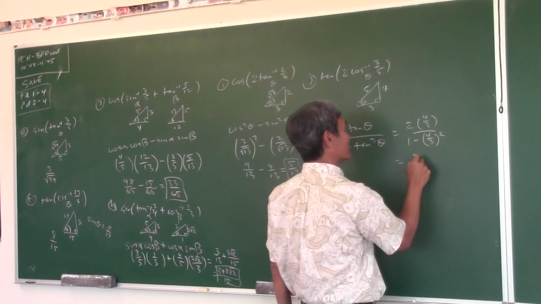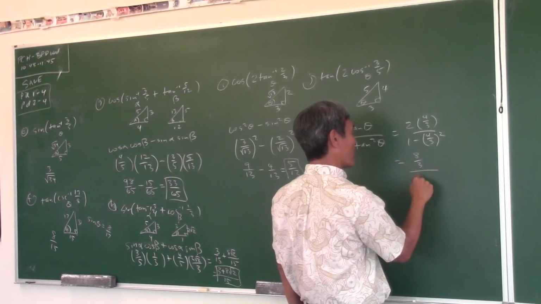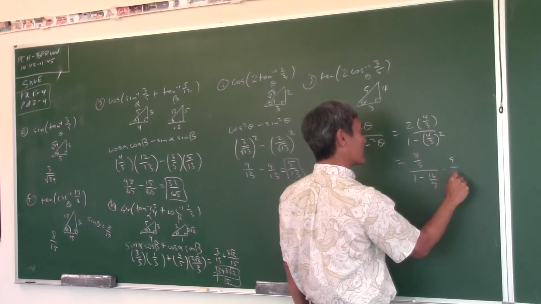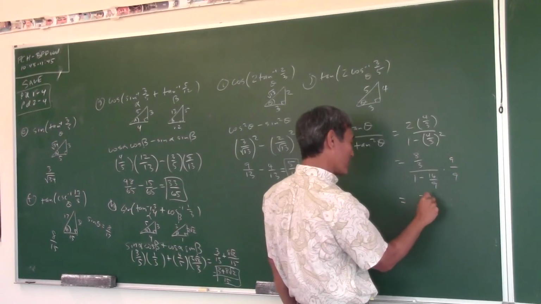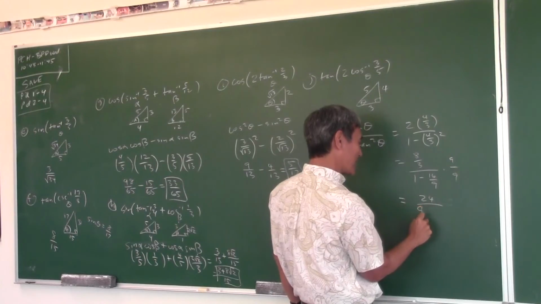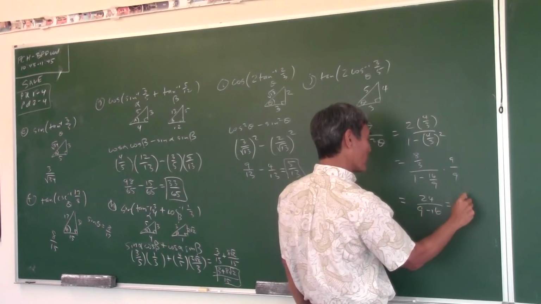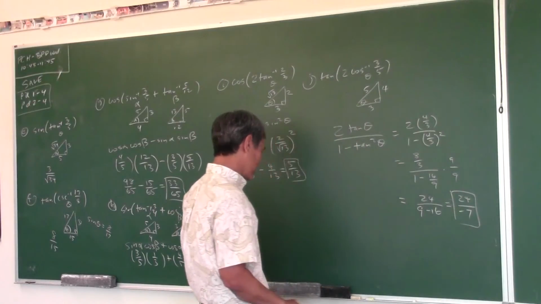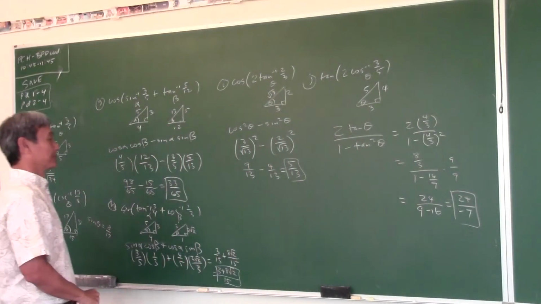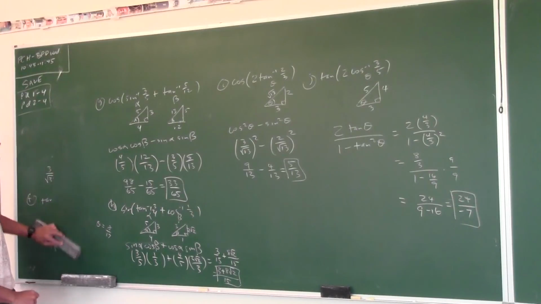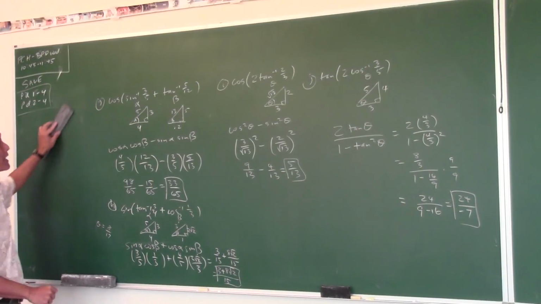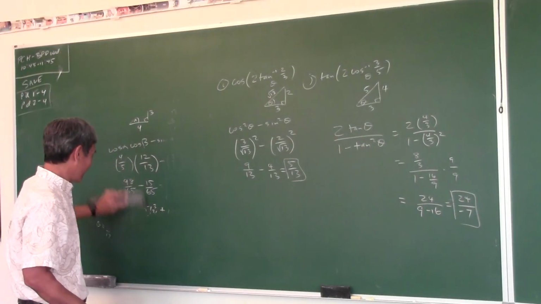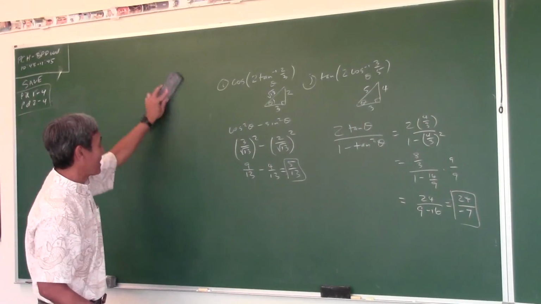So what is that? That's 8/3 over 1 minus 16 over 9. Multiply top and bottom by 9. So that's going to be 24 over 9 minus 16, which is 24 over negative 7. So again, what are we doing? We're writing down the identity and then just looking at the triangles, right? This is not difficult. It takes a little bit of practice.